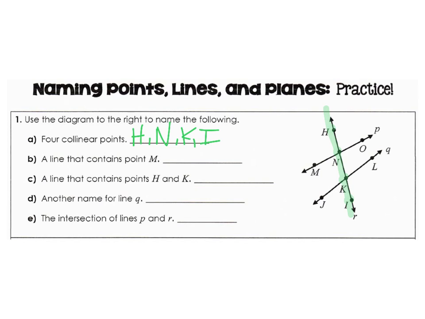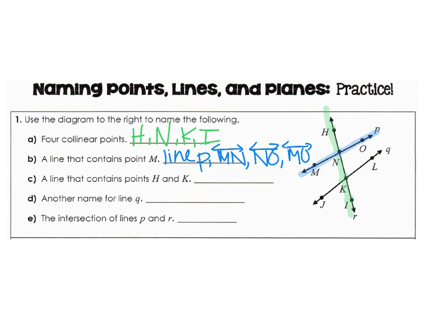Now we want to name a line that contains point M. So there's lots of different options here. We know it's this line right here, but there's lots of names we can call it. We can call it line P, we can call it line MN, we can call it line NO, we can call it line MO. It's all the same line, just lots of different ways of naming it.